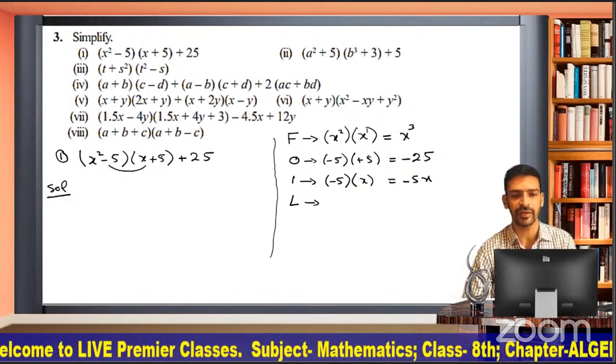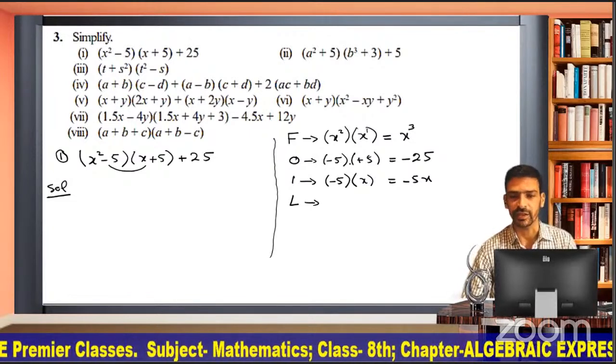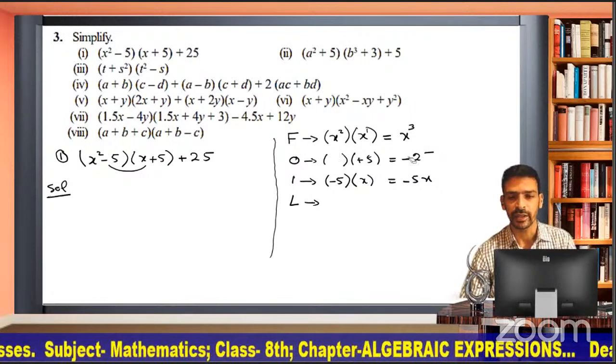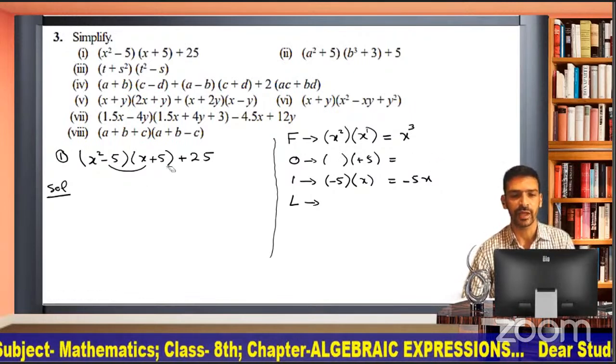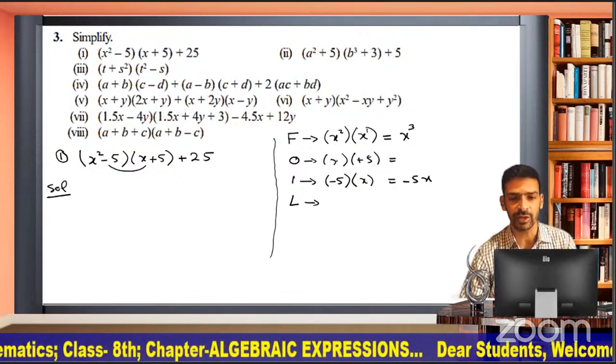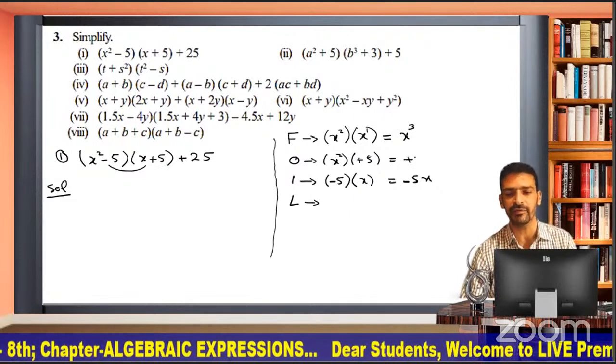We have -5 and +5. Sorry, I am making a correction here in the outer terms. In the outer terms we have to take x square and +5. These are the outer terms, x square and +5. It is +5x square.